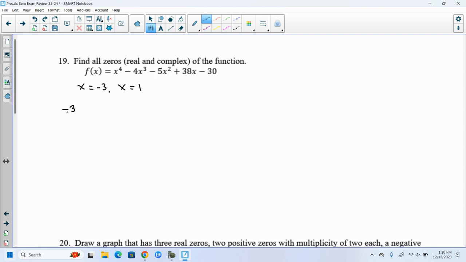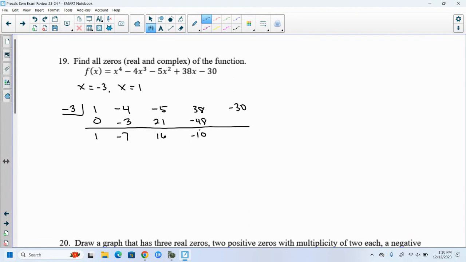So I go -3, and then I got 1, -4, -5, 38, -30. And that gives me 1, -3. Now these better, as long as there's a root, you have got to end up with a 0 at the end. -7, +21, 16, -48, -10, and then -10 times -3 is +30. So I get a 0.